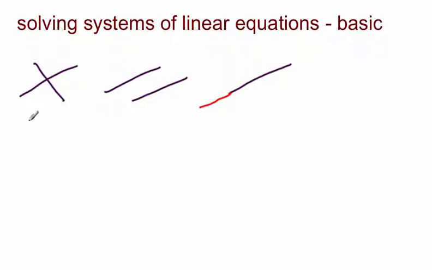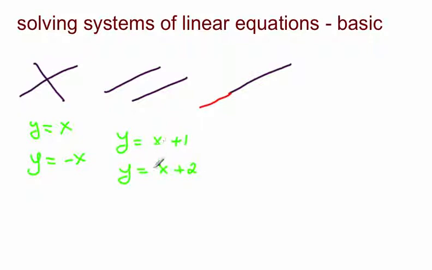And just a couple of quick examples, if we were looking for them, in this case here we could have, say, y equals x and y equals negative x, which would clearly cross right at the origin. We could have y equals x plus 1 and y equals x plus 2, which would have the same slope and yet would intersect at different places along the y-axis and therefore would just be parallel.